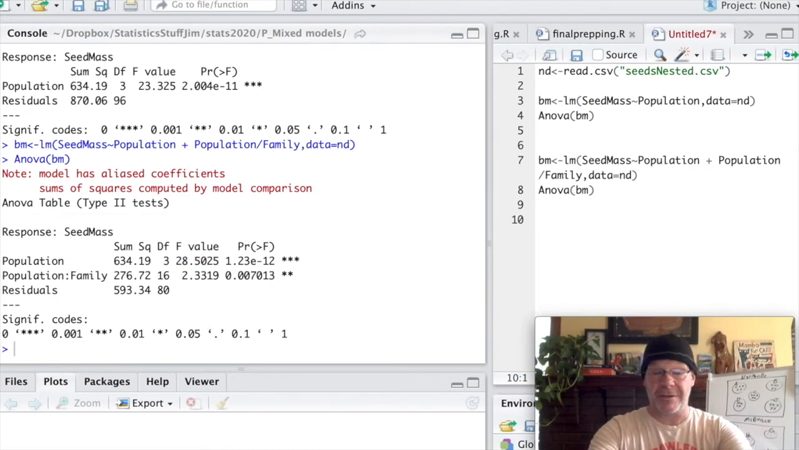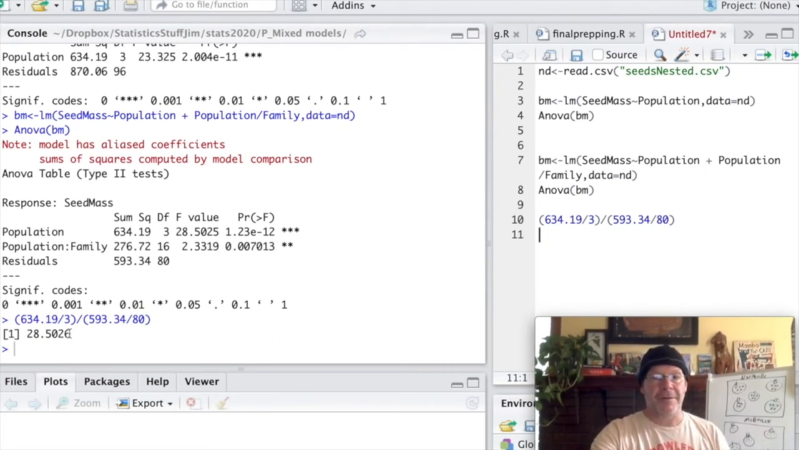that's associated with population, what it's doing is, what do we need to do? We need the mean squared for population, which is 634.19. And then we're going to divide that by, let's start with the total, the residual sums of squares. So that's 593.34, and then divide that by 80. That's where it's coming up with that number, okay?